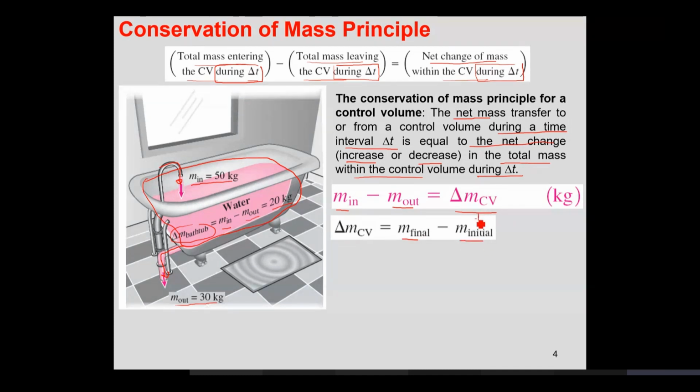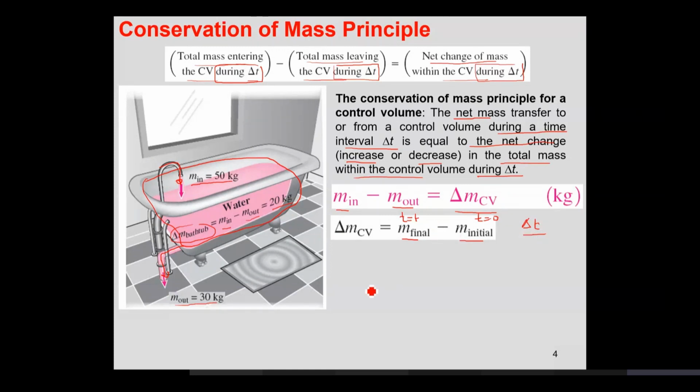Initial means the mass at time t equals 0 in the control volume, and final means the mass at time t equals t. These are the two time states at which you are considering the masses of the control volume. So that means it is referring to the mass change for the time interval of delta t.